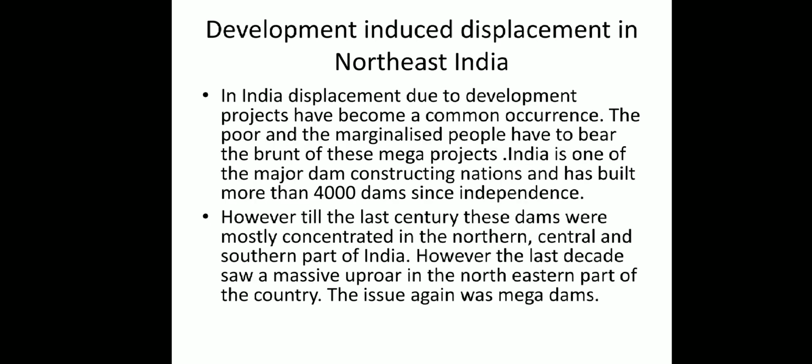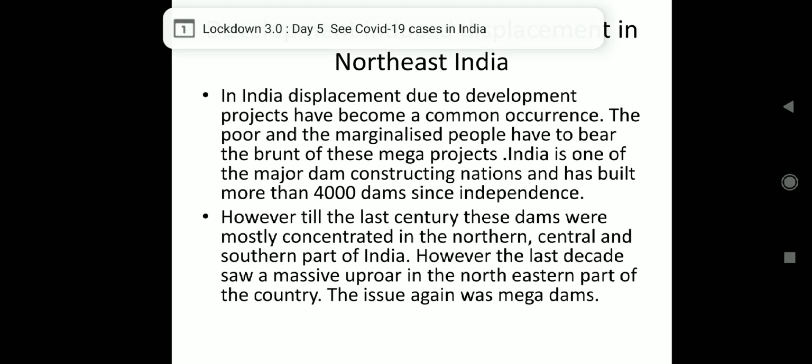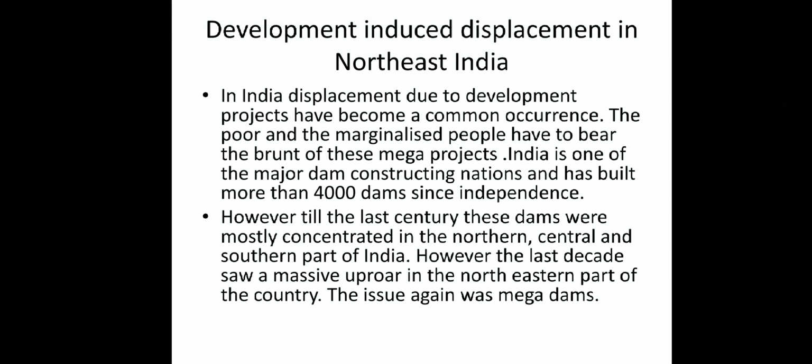So in India, displacement due to development projects has become a common occurrence. The poor and the marginalized people have to bear the brunt of it. There are more than 4,000 dams that have been built. Initially the dam building was in the northern, central, and other parts, but then lately it has been in the northeast. Northeast is thought to be the major source of hydropower, and you know how it affects the entire population because of that.